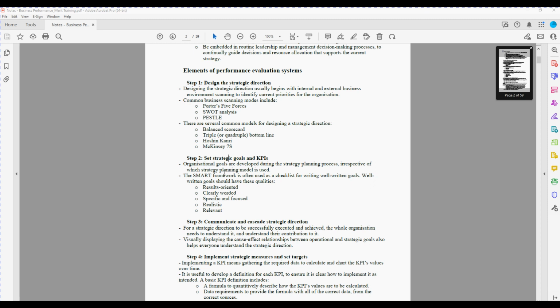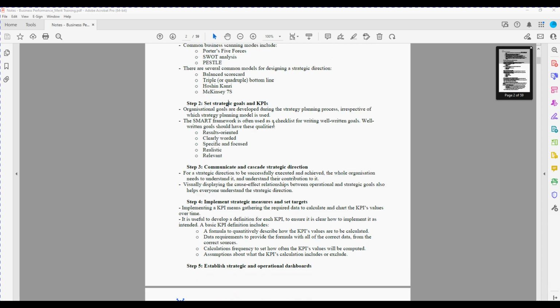Number three is communicating and cascading strategic direction. The whole thing about strategy is it takes a whole organization to achieve it. One person can't achieve a long-term strategy of a business. That means the whole organization needs to understand it and understand their role and contribution in achieving that. Part of that is communicating it really clearly and ensuring the right people are involved and have buy-in.